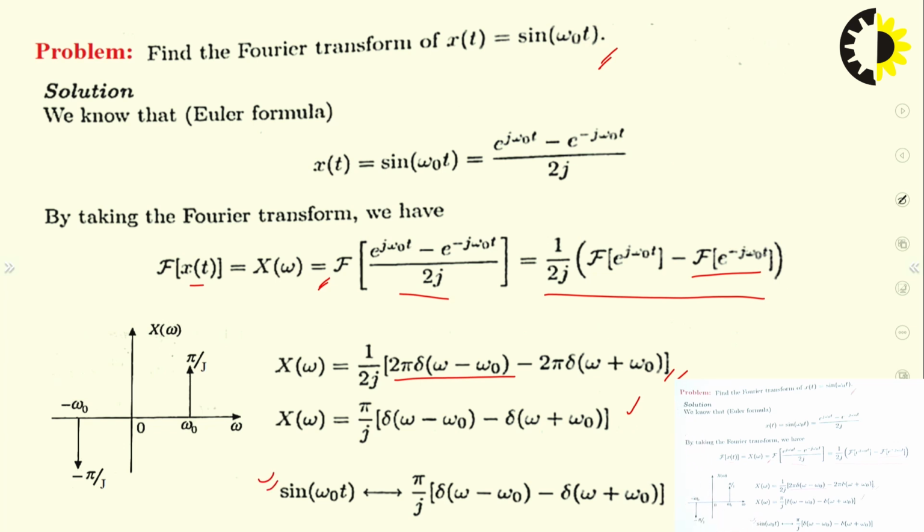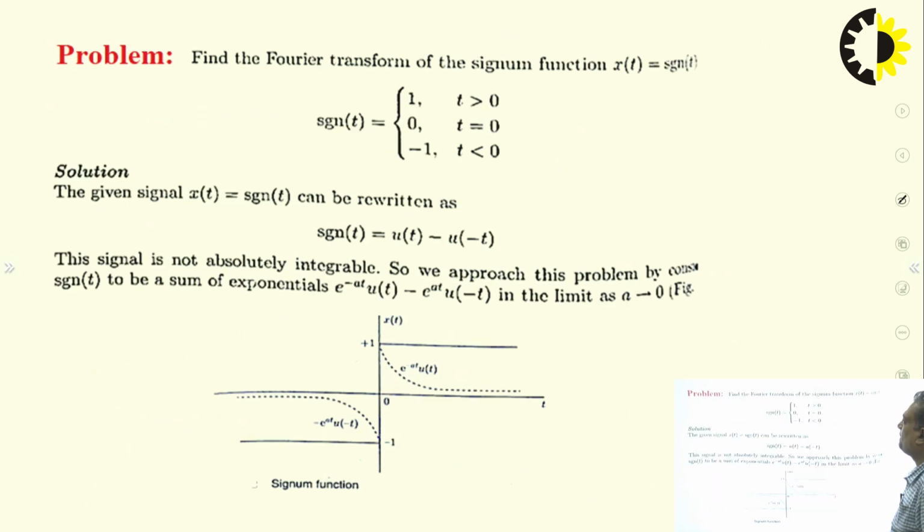Here we can see this impulse is located with magnitude pi by j, and here it is minus pi by j. So again there are two impulses located at omega equals omega naught and omega equals minus omega naught, with magnitudes pi by j and minus pi by j. This is how we have calculated the Fourier transform of x(t) equals sin omega naught t.